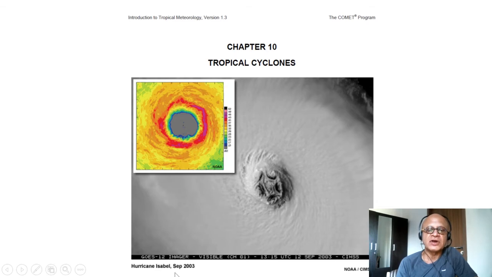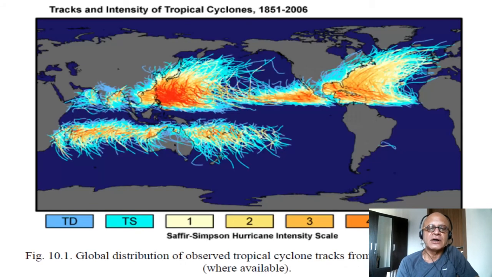This is the image of Hurricane Isabel in September 2003. We start with this nice picture of the track and intensity of tropical cyclones between 1851 and 2006. They've used whatever data is available. So these are the color schemes here: tropical depression, tropical storm, depends on wind speeds, as we will see. Category 1, 2, 3, 4, and 5 in the Saffir-Simpson hurricane intensity scale.